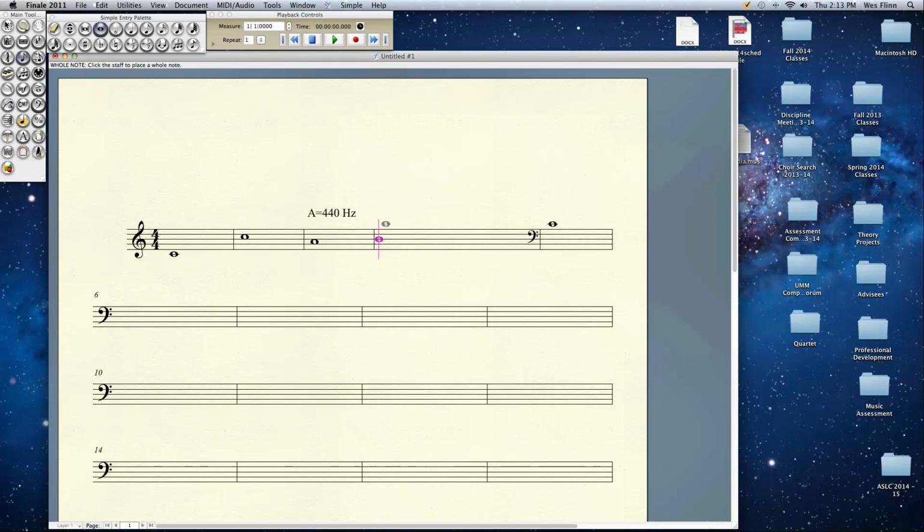If I go an octave above that, notice the use of the ledger line here. Let's get rid of this weird clef thing here. If I go an octave above that, then this particular A is now vibrating at twice the speed. So what's 2 times 440? 880. And another A down here, an octave below, for example, would be vibrating at half the speed, so 220.